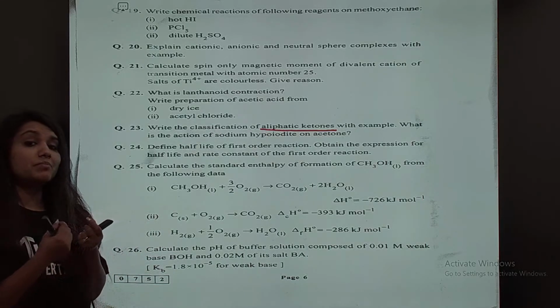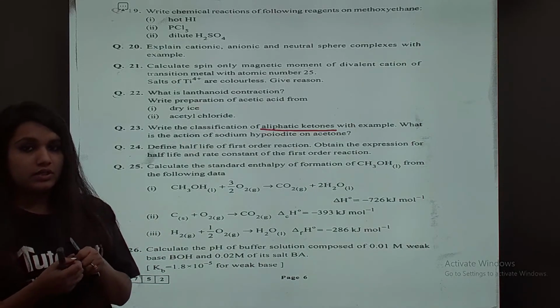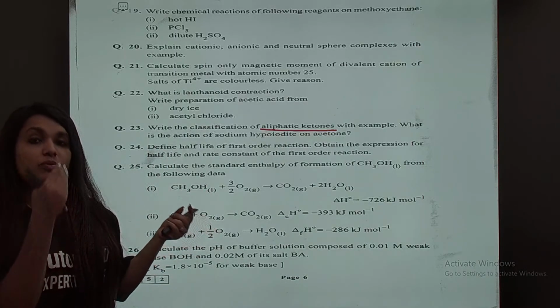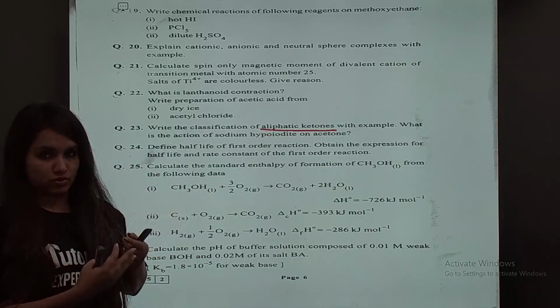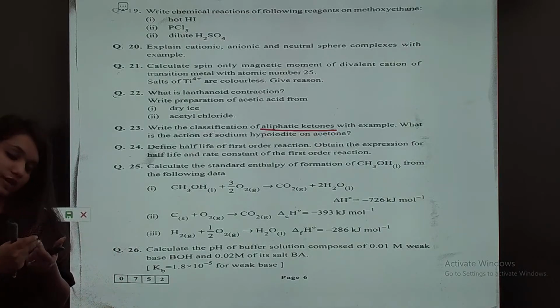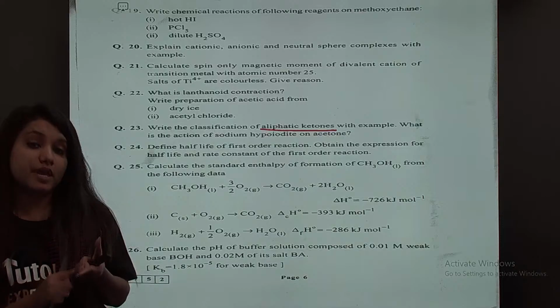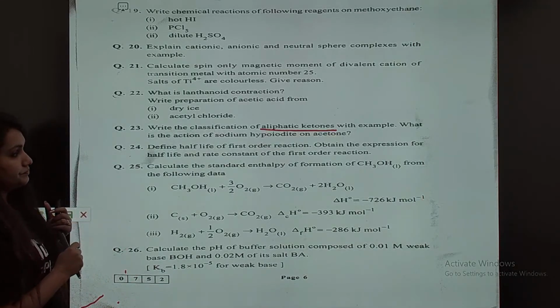And the other one will be mixed or unsymmetrical. Like one is CH3 and one is, let's say, C2H5. So it will be ethyl methyl ketone. So we have got two types of ketones, everyone. One is simple or symmetrical and the other one is mixed or unsymmetrical.